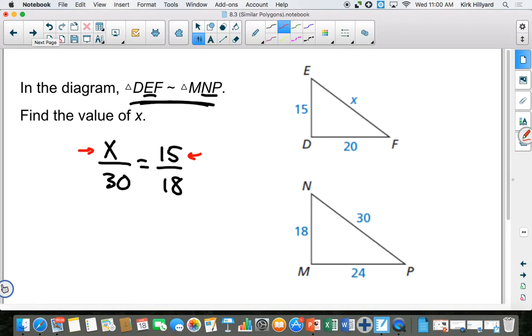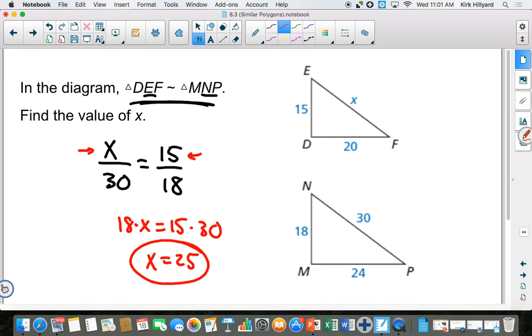How would I solve this? I would cross multiply. So I'd have 18 times x equals 15 times 30. And let me do that real quick on my calculator. 15 times 30 divided by 18. It's going to give me an answer of 25, so x is equal to 25. Okay, so that's how you can find a missing value there.